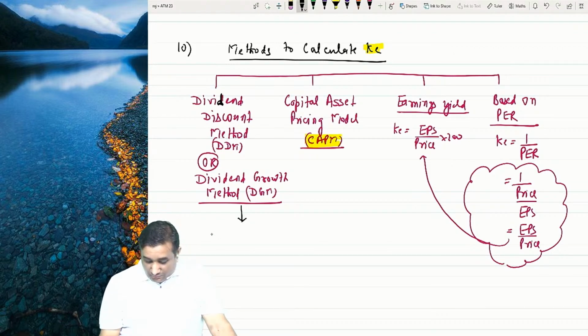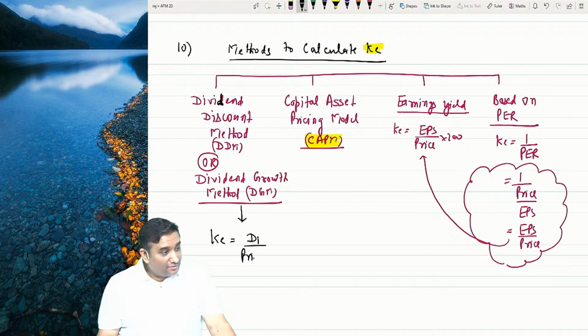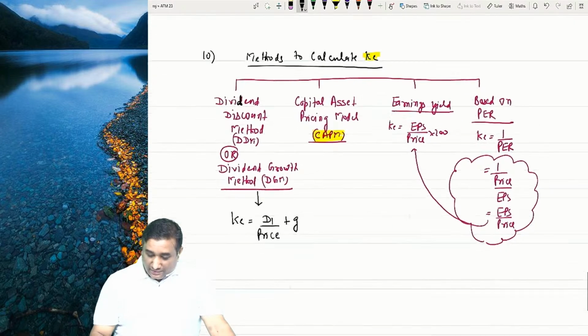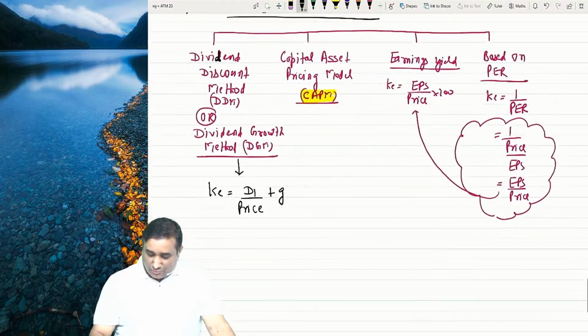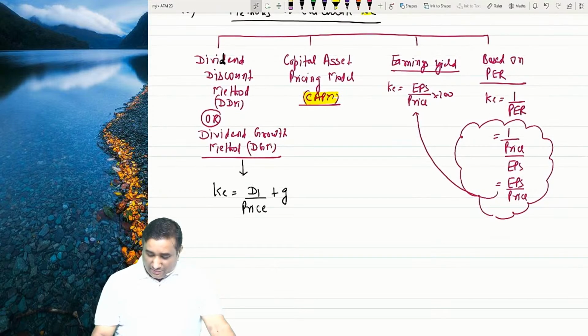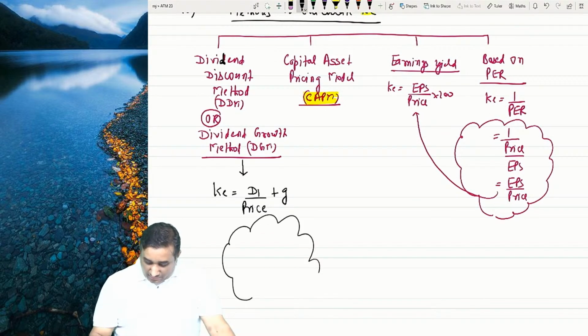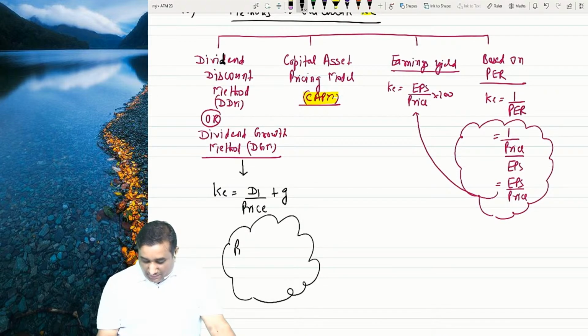KE is equal to D1 divided by... One thing is for sure, you might have learnt very hard or crammed very hard, at least to know that something was KE minus G or KO minus G and so on. Actually what you were trying to say was a price formula. Price is equal to D1 divided by KE minus G.